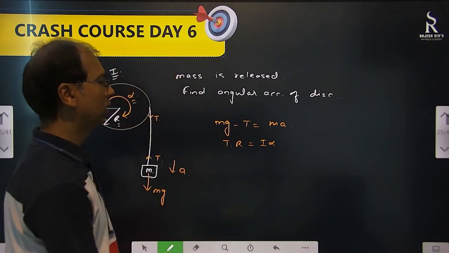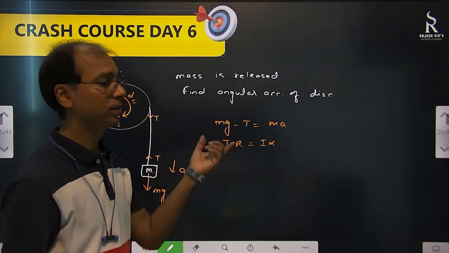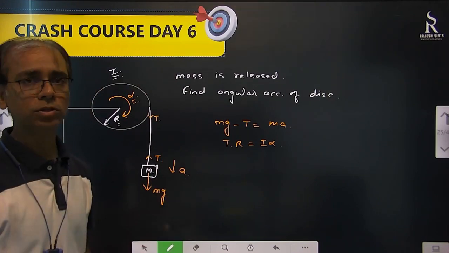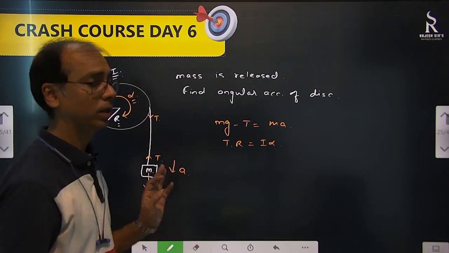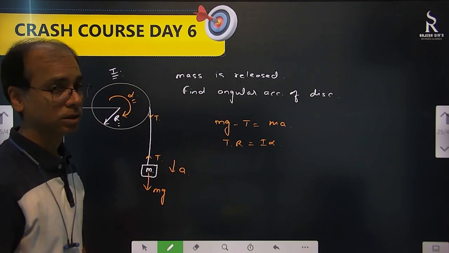Now, how many unknowns are there in this? T is unknown, a is unknown, alpha is unknown. We have two equations. We can't solve. We require a minimum of 3 equations. 3 variables, 3 equations. One more equation is required.